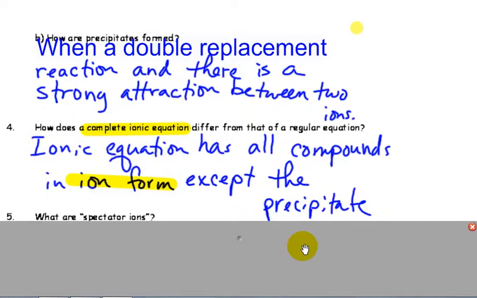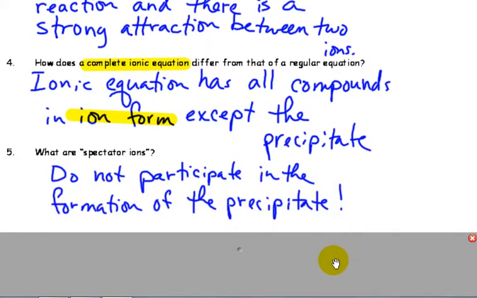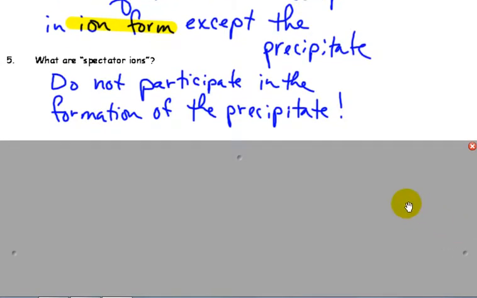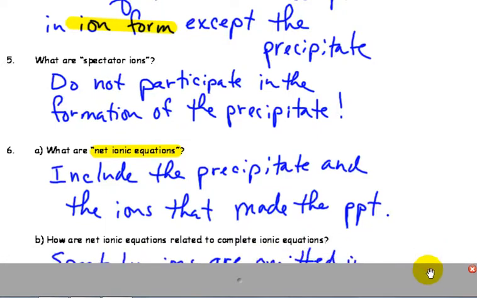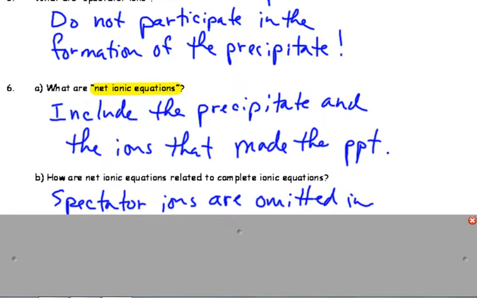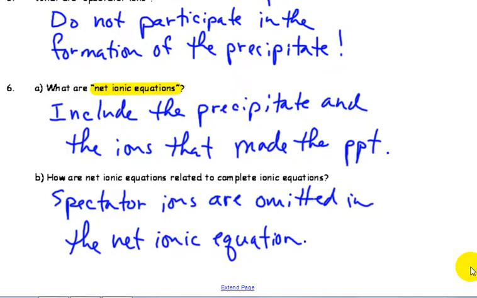How does a complete ionic equation differ from a regular equation? The ionic equation has all compounds in ion form except the precipitate. Spectator ions, as I mentioned earlier, do not participate in that precipitate formation. Net ionic equations include just the precipitate and the ions that made the precipitate. And of course the spectator ions are omitted, because how they were on the reactant side, they are the same way on the product side.